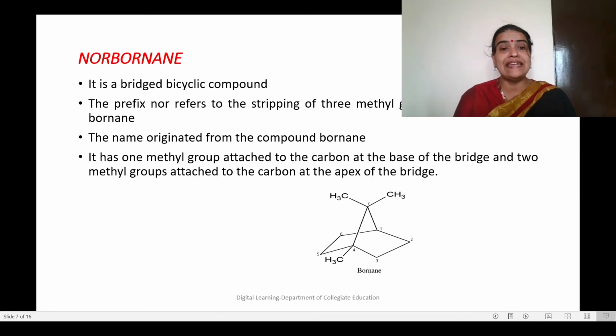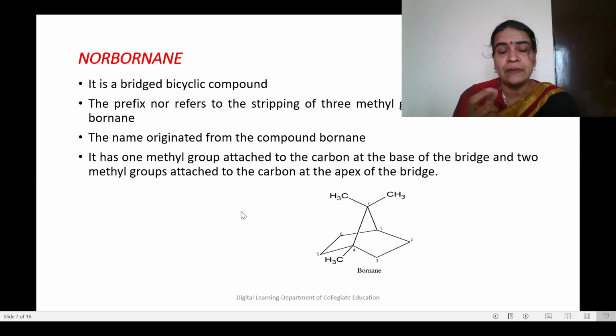Now, coming to the next compound, which is norbornane. Here it is again a bicyclic compound, but in addition to decalin, there is a bridge. There is a bridge in norbornane. It's a substituted norbornane. There are two methyl groups at the apex of the bridge and one methyl group at the bottom of the bridge. So here, why norbornane?